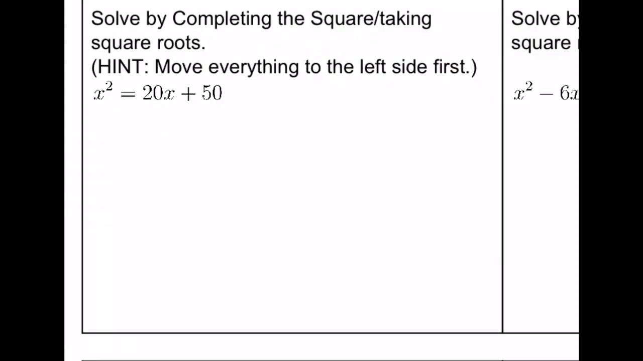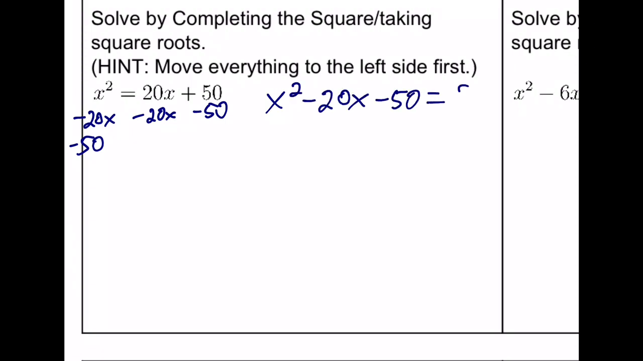Sometimes the initial setup might look different, but don't worry. We've been manipulating equations all year. To move these to the left, all we have to do is subtract. So we can subtract 20x from both sides, or subtract 50 from both sides. And what we're left with is x squared minus 20x minus 50 is equal to 0. Then the problem continues just like before.